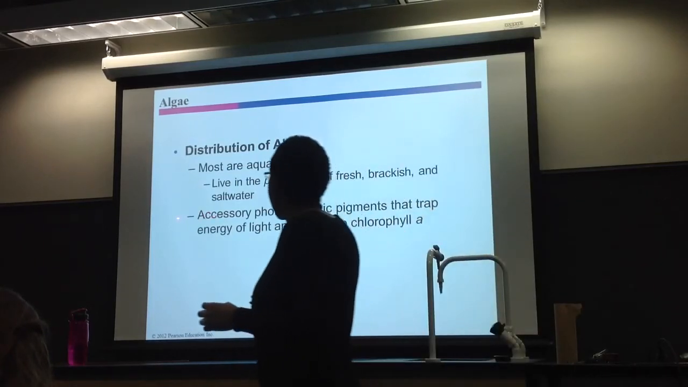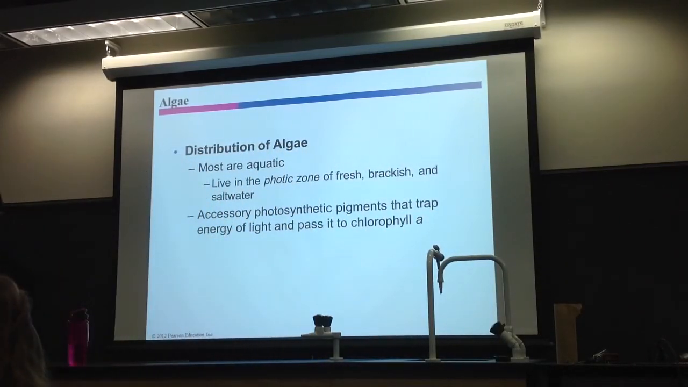Now, most of them have helper pigments or accessory pigments that help capture light. Because chlorophyll is green. Why is chlorophyll green? It reflects green. Exactly. So chlorophyll reflects green, which means that is color that you're wasting. Every color has energy, ROY G. BIV, right? And if you're reflecting green away, you're wasting some energy. So just like plants, algae would also have accessory pigments to capture the green that chlorophyll is missing.